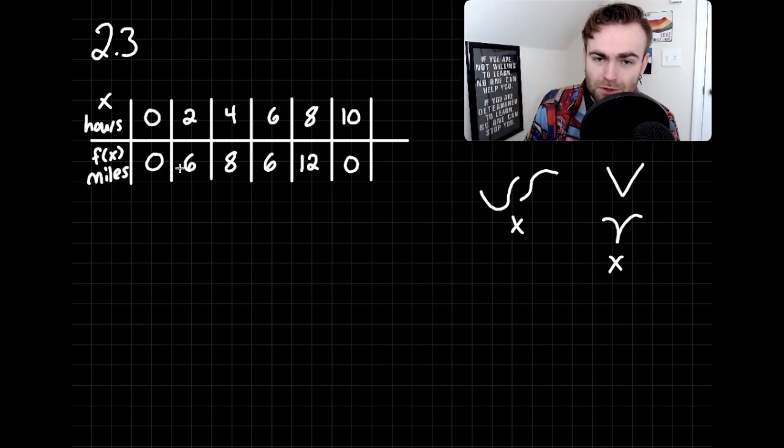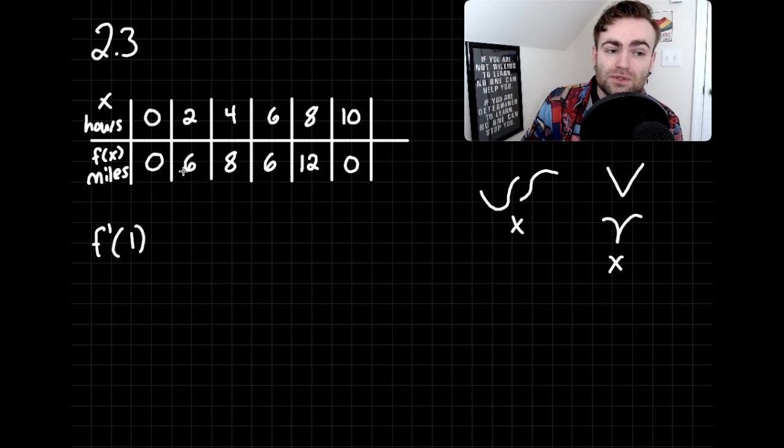We are not given a function. This isn't defined as an equation, so we can't find the exact values, but we can estimate them using average rate of change, average slope. So if I wanted to find or estimate f prime of 1, I would use the values for 0 and 2. I could do 6 minus 0 over 2 minus 0, and that would give us 3.